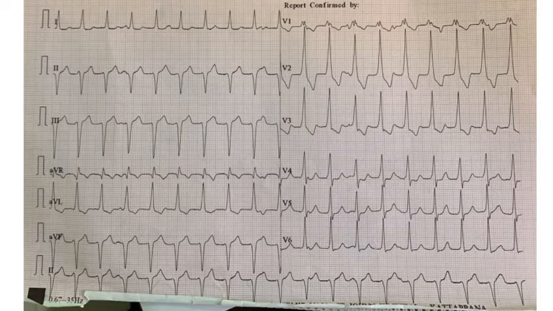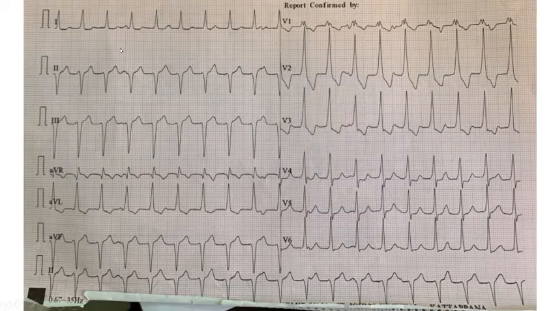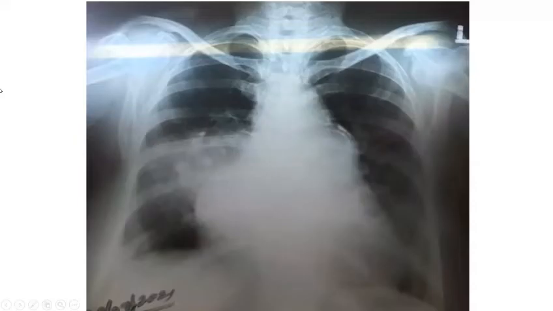Posterior fascicular. From the left side, and sir, the axis is leftward, so it is not from the base. If it's a fascicular VT, it must be starting from the left posterior fascicle, and is traveling delayed through the right bundle. So there is something like a right bundle branch block pattern, and also there is a left axis deviation, indicating that this is starting from the left posterior fascicle. So it's a slow VT. Okay, right. Yes, good. Next is the diagnosis.